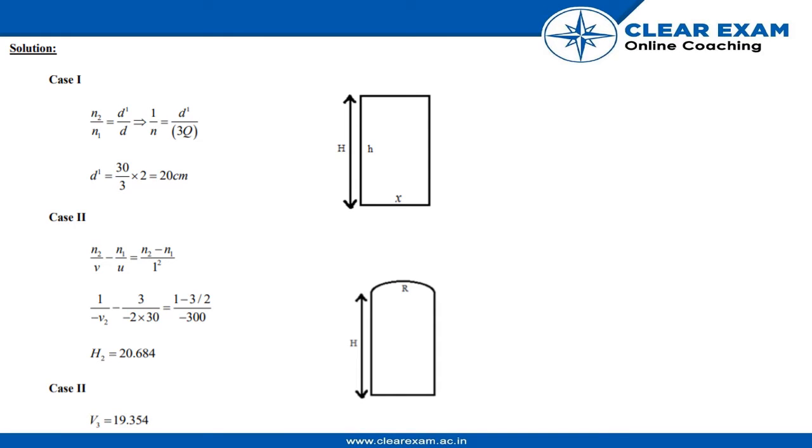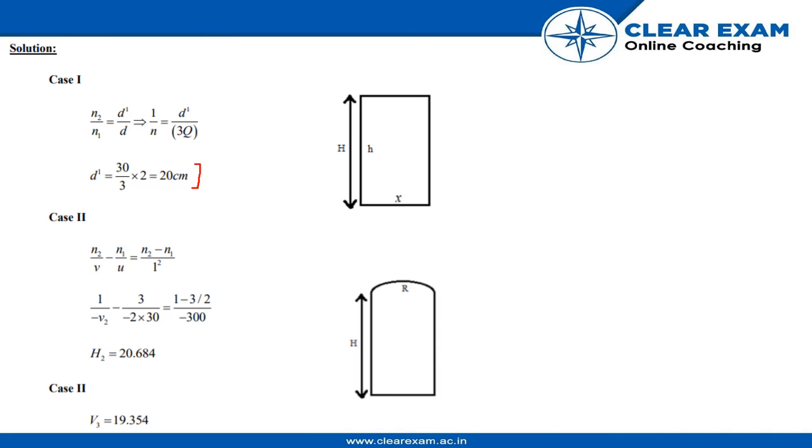Case 1, you can see that n2 by n1 is equal to d upon d1, so d1 upon 3 cube. d1 comes out to be 20 centimeters.